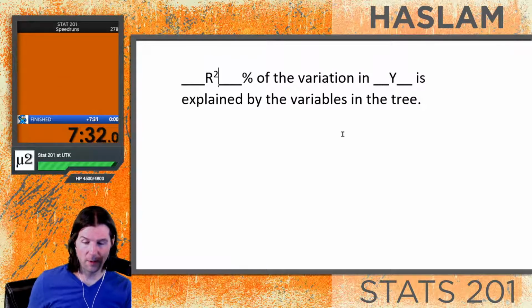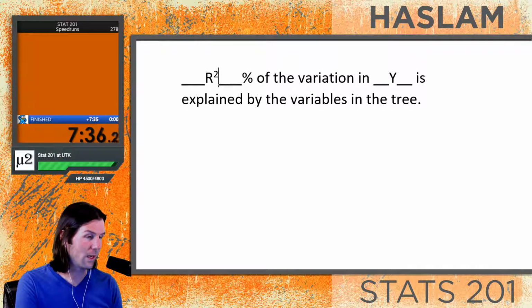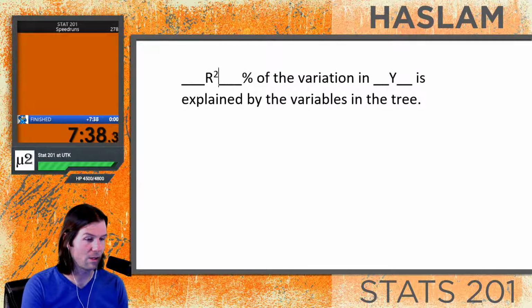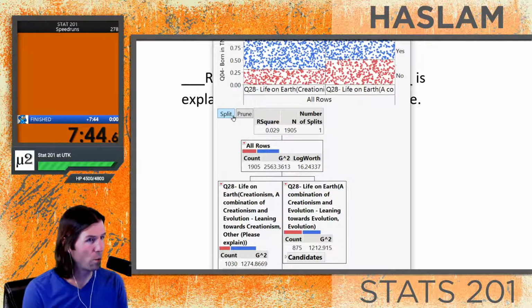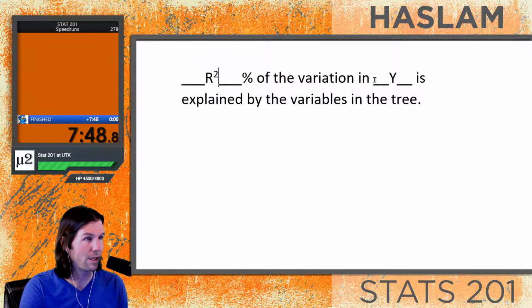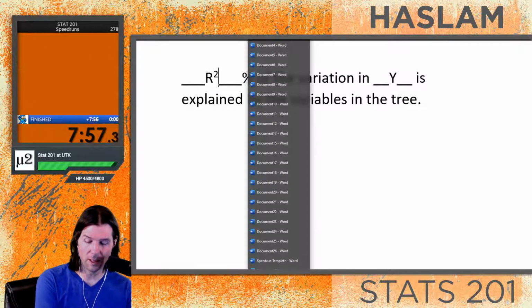So let's make an example right here. Blank percent of the variation in Y is explained by the variables in the tree, and let me go ahead and get a decision tree that looks halfway decent for us on the screen. This tree right here only explains 3% of the variation, or 2.9 to be exact, and that's the R squared. 2.9% of the variation in whether or not people are born in Tennessee is explained by the variables in the tree. And that's not much variation at all. Very, very little of the variation.